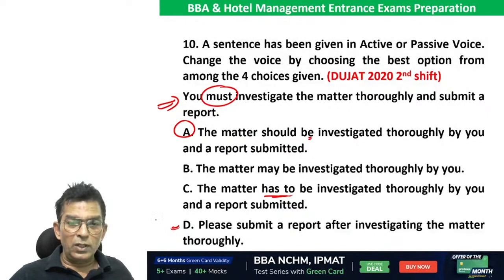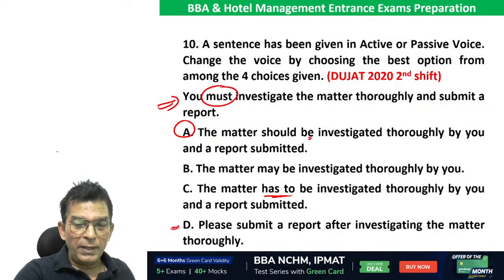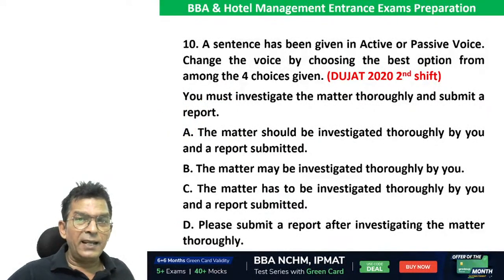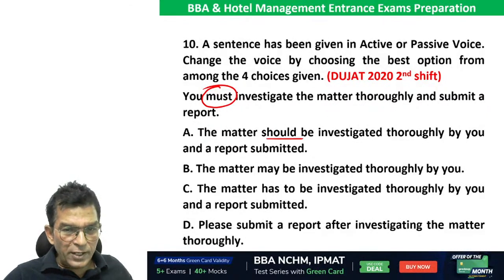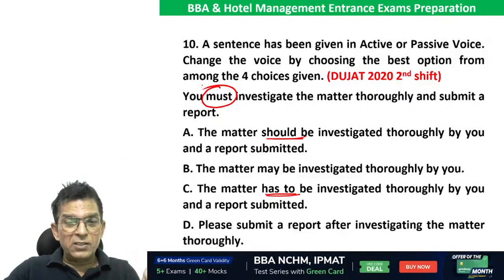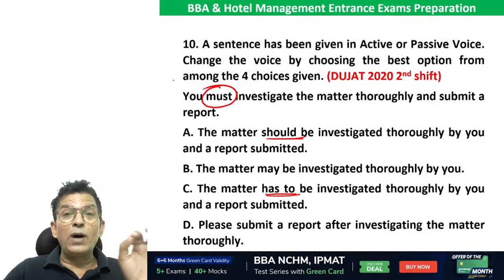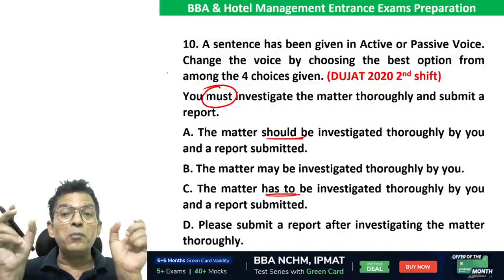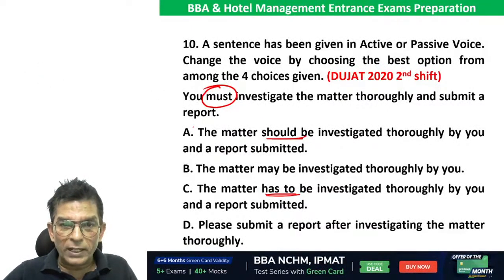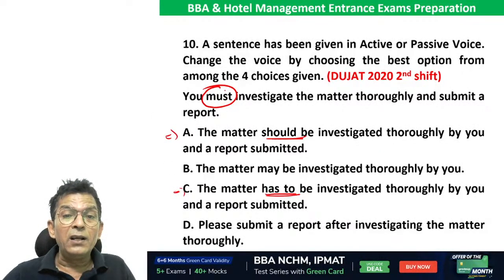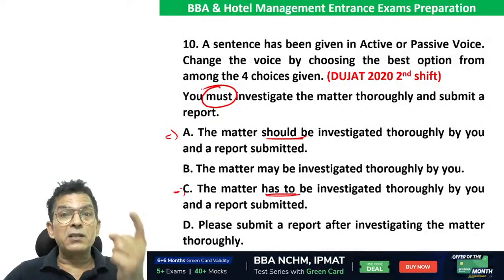Now there are two sentences. What is an imperative sentence? Wait, I'll tell you that also, beta. But there is a really good twist to this. You see, you must investigate the matter thoroughly and submit a report. One says should be, and one says has to be. Sir, must is not there in any of the sentences. Now, which one is an equivalent of must? Because I did not check this in the first go, I said A as the answer. But the problem is, this is also a good option. So, which one will actually be an equivalent for the modal must?